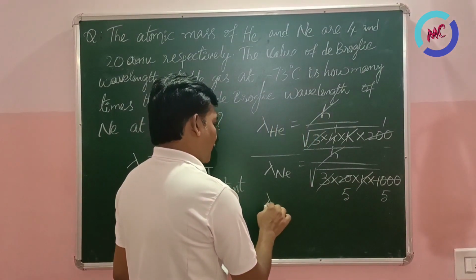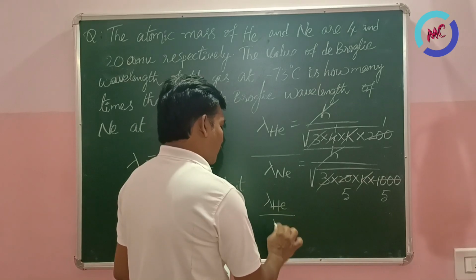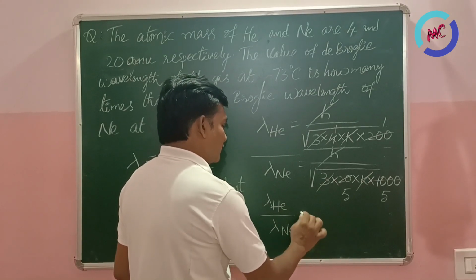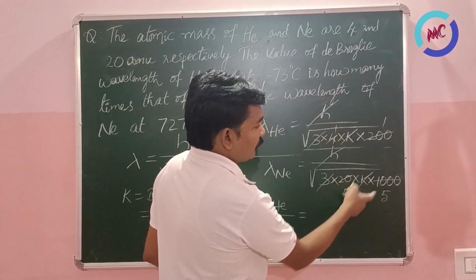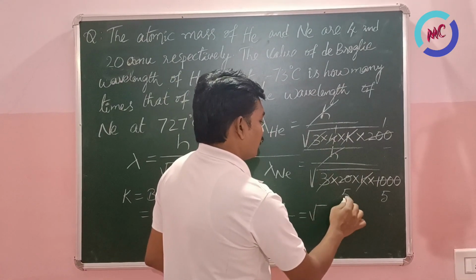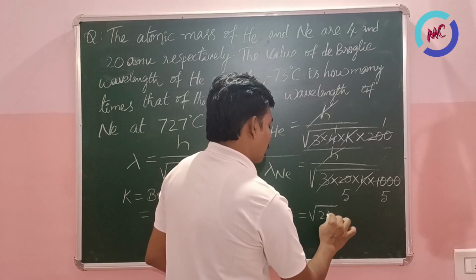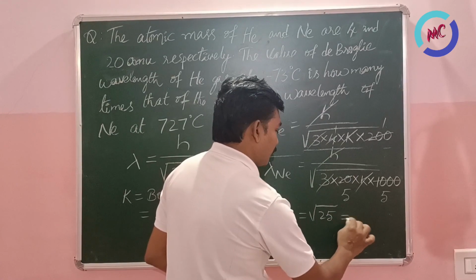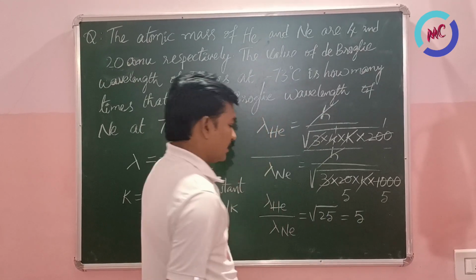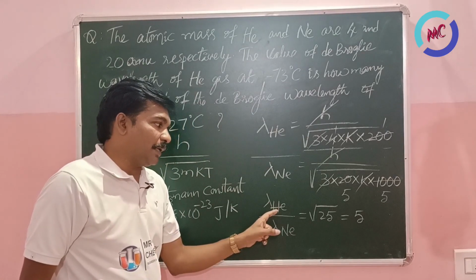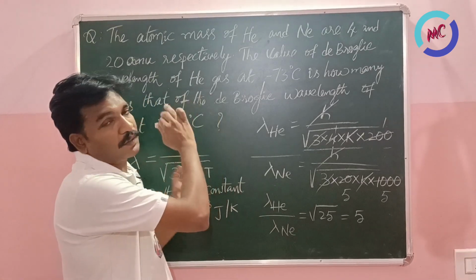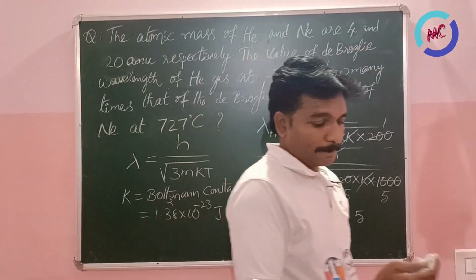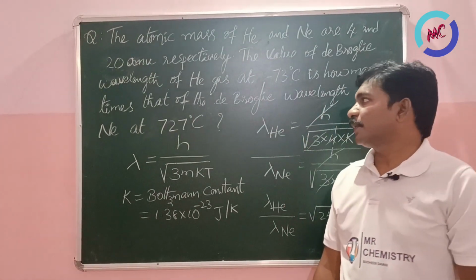Therefore, the wavelength of helium by the wavelength of neon, after simplifying, we get 5 5s are 25, root 25. Root 25 is equal to 5. It means the wavelength of helium is 5 times greater than the wavelength of neon at these particular temperatures. Hope you understood this.